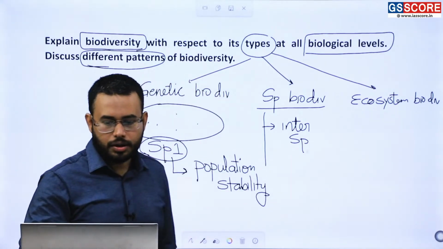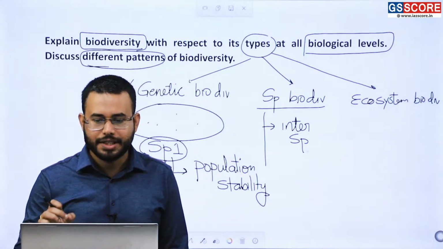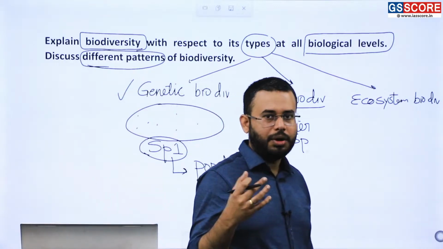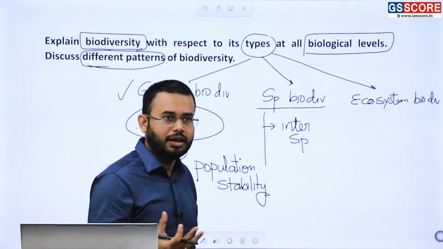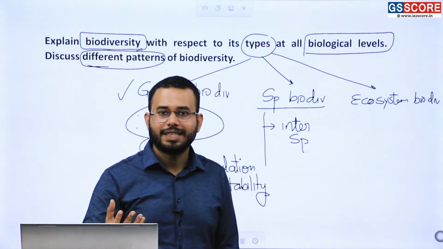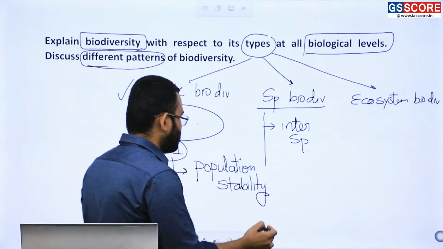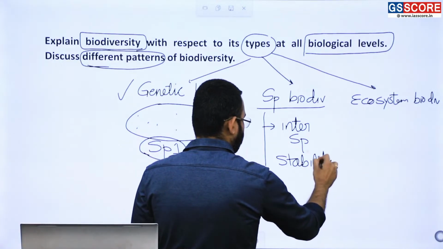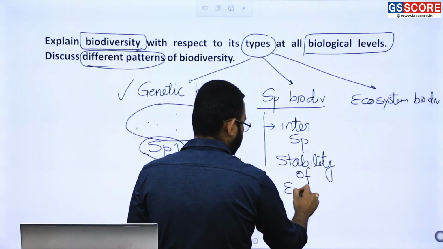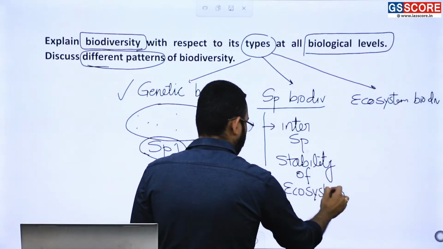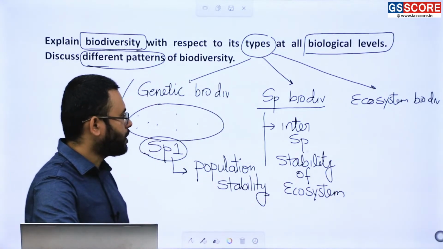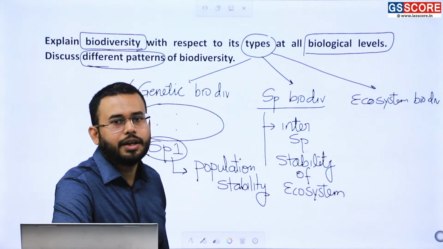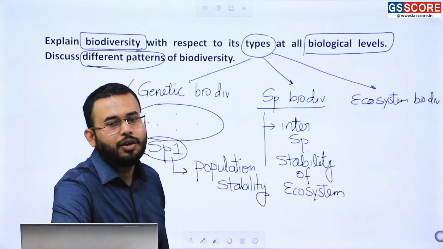Now species biodiversity refers to variety of species present in a particular area or an ecosystem. So in a particular ecosystem, how many types of species are there? More and more types of species in an ecosystem will indicate stability of the ecosystem. So if a particular ecosystem has 10 species and another ecosystem has 100 species, so definitely the ecosystem with 100 species will be more stable in nature.